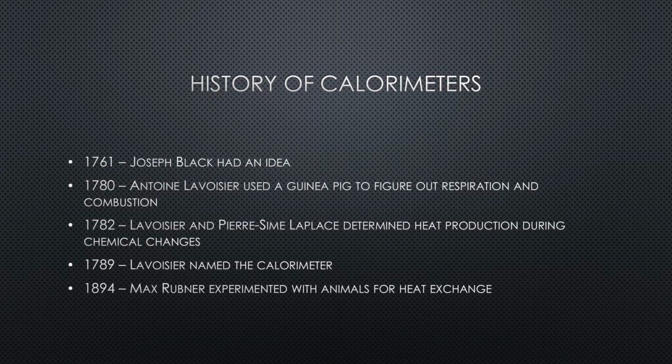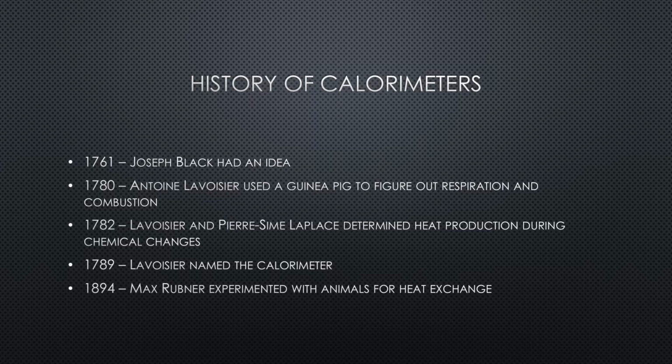Now let's get into the history of it all. In 1761, Joseph Black discovered that heating ice at a melting point doesn't increase temperature, but increases water abundance. This was a milestone for the beginnings of thermodynamics. In 1780, Antoine Lavoisier used heat from a guinea pig's respiration to melt snow, proving respiration to be slow combustion. In 1782, Lavoisier and Pierre-Simon Laplace invented the ice calorimeter to determine heat production using chemical changes. In 1789, the calorimeter was named by Lavoisier.